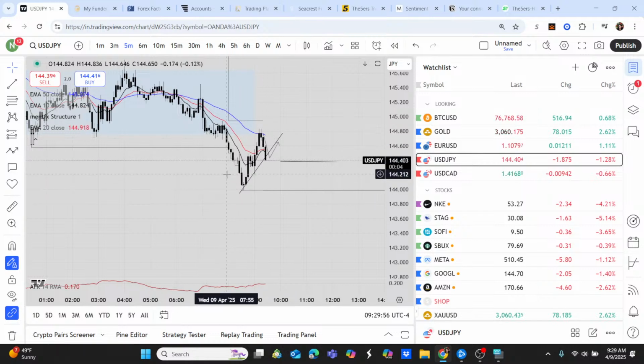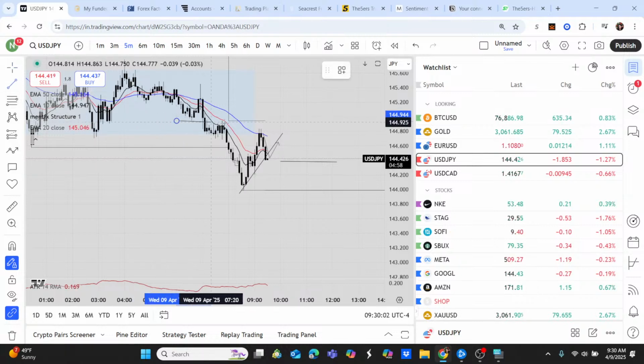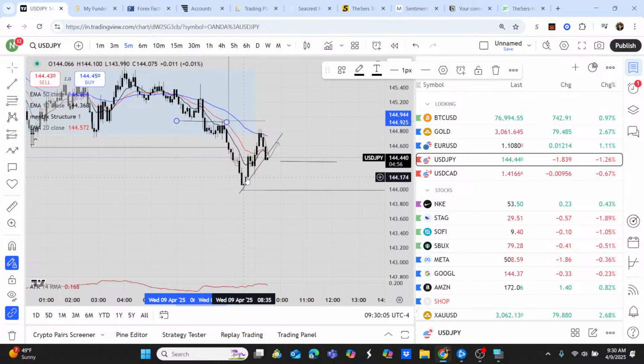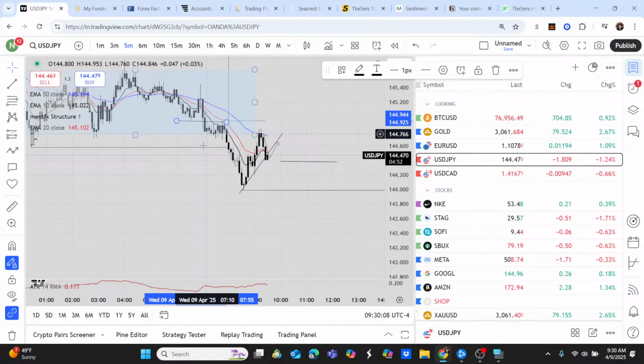So say I got some type of entry right here. I would hold it until it breaks that 10, as long as it's at 2R or above. And this doesn't even affect my bottom line as much.